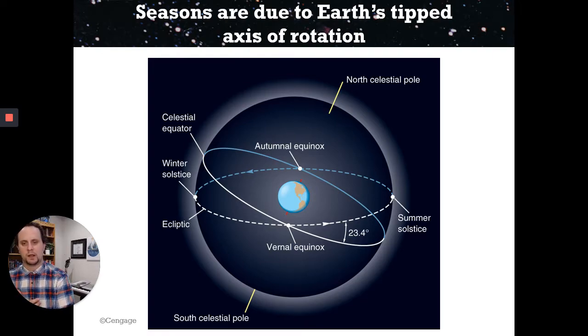As we rotate around the sun, the light hits the Earth at a different angle, depending on the time of year. All right, winter hits us in the northern hemisphere at less of an angle.